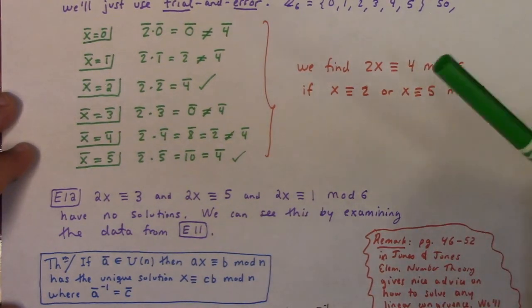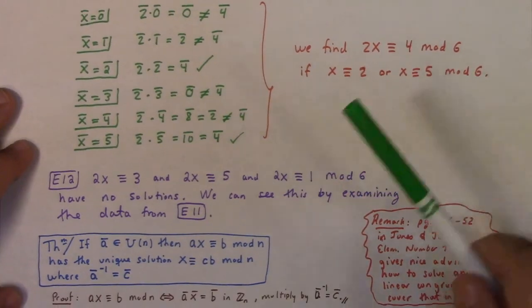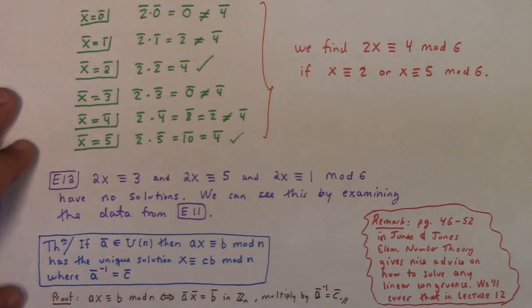And finally, I just mentioned this theorem. If a bar is a unit, then it's clear from what we've done already that ax congruent to b mod n has a unique solution. x is congruent to cb mod n, where this number c is the number whose equivalence class is the inverse of a bar. And the proof is essentially just the calculation we did already.